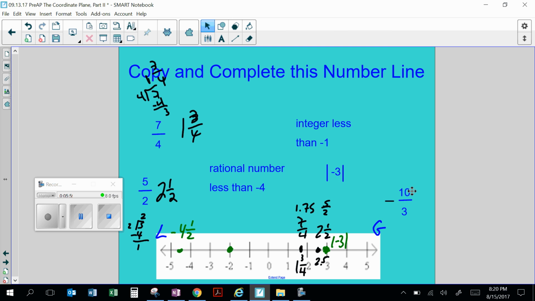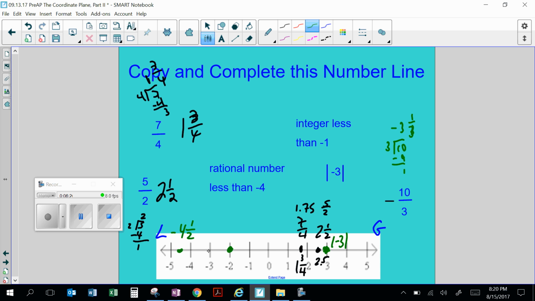And our last one, where would you find negative 10 thirds? Again, let's use mixed numbers. Can you turn this improper fraction into a mixed number? I'm not going to do this in my head. I'll just divide it here. How many groups of 3 go into 10? 3 times. We have 1 left over. So it's negative 3 1/3.